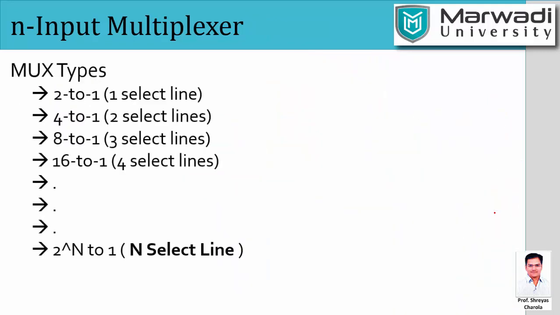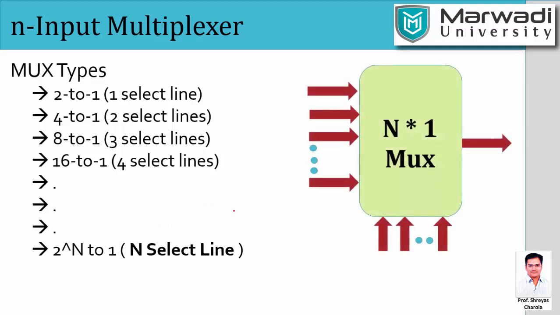Now let's consider that there are so many possibilities: 8x1 MUX, 16x1 MUX, up to 2 raised to n to 1 MUX. How will you decide how many input lines there are, what the output is, and what the selection lines should be?